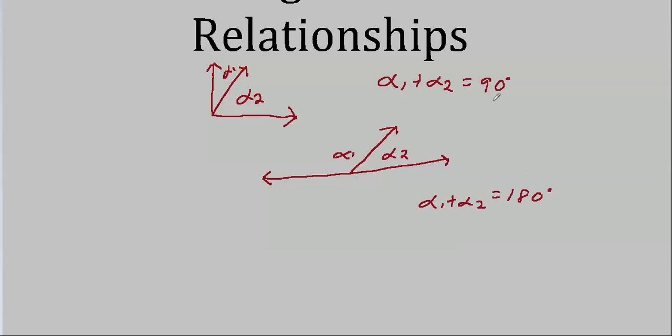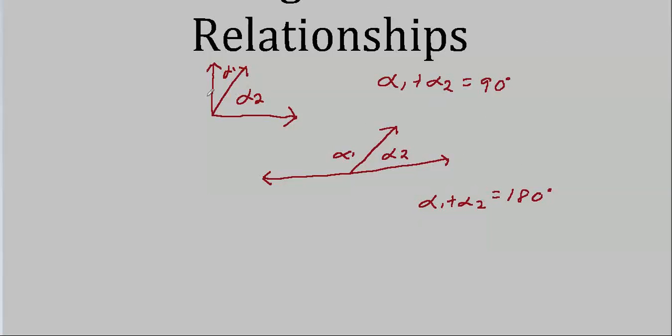Complementary, 90 degrees. Supplementary, 180. Why are they called that? Tell you the truth, I don't know. But you're going to have to memorize it. So don't forget, this is going to come up quite often. Complementary angles add up to 90 degrees. Supplementary angles add up to 180.